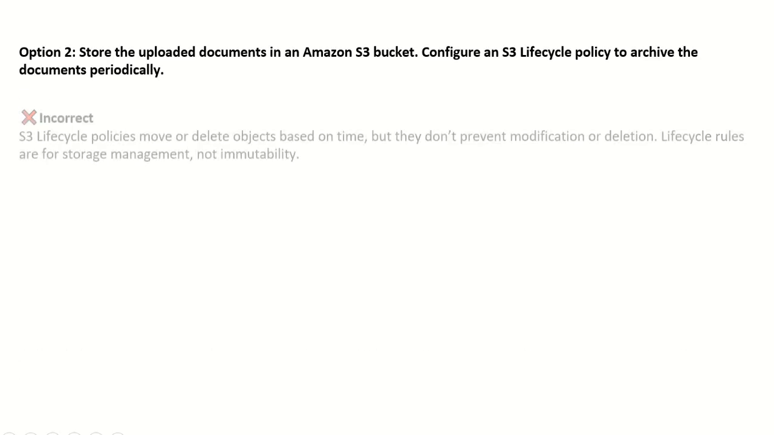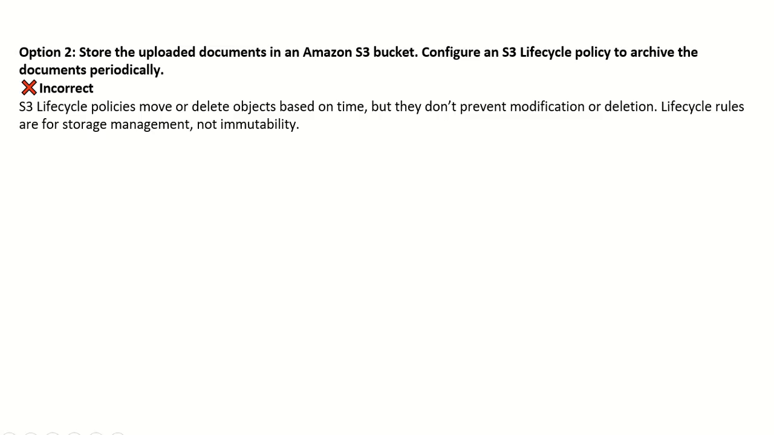Okay, so now see why options 2, 3, 4 are incorrect. See, option 2 says store the uploaded documents in Amazon S3, configure S3 lifecycle policy to archive the documents periodically. So it won't work because a lifecycle policy will not prevent modification or deletion. See, lifecycle policies are mainly for storage management. They can transfer objects from one tier to another tier. This is mainly what we use S3 lifecycle policy for. So it is not meant for protecting documents from being modified or deleted. Okay, so option 2 is obviously incorrect.